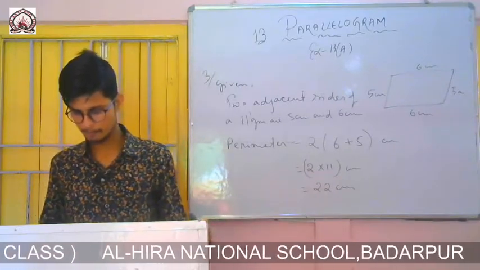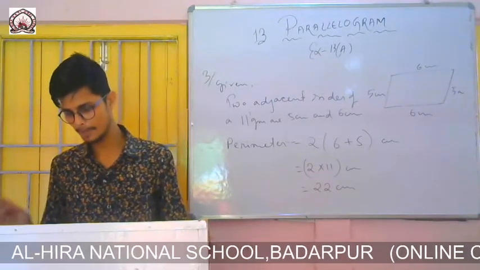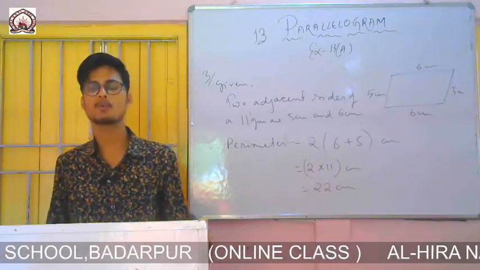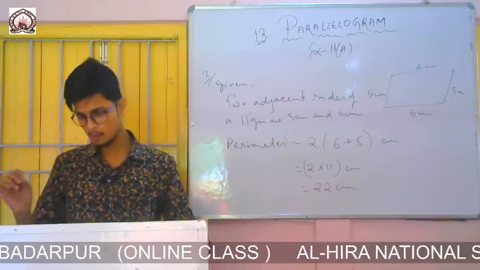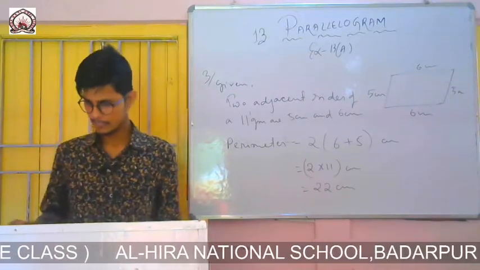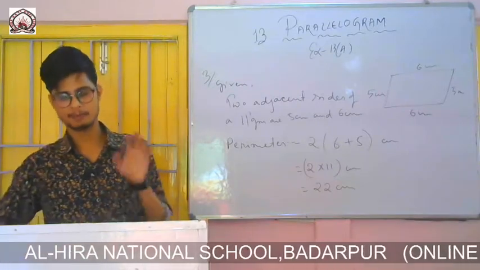Now question number 4. Find each angle of a parallelogram if two consecutive angles are in the ratio 1:3. If two consecutive angles, here it is given angles, that means we have to use the property of angles, some property of a parallelogram.